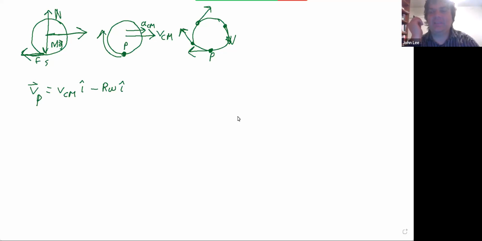It's still conserved, and instead of being conserved if there's no force, it's conserved if there's no torque. So the first section that we're going to do is rolling without slipping. What is the definition of rolling without slipping?